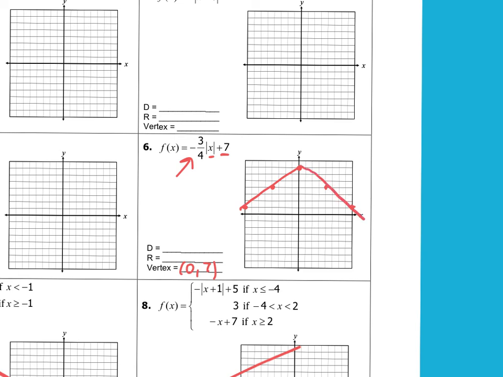Okay. Reading from left to right, -infinity to infinity, going on forever from left to right. And then our range, reading from bottom to top. Well, we said it's going on and on forever to infinity, going down, right? So reading from bottom to top, we're reading from -infinity to right here. This is where it ends on the top. So that was 7, we said. So -infinity to 7 is going to be your range on that one. Okay, so that is number 6.